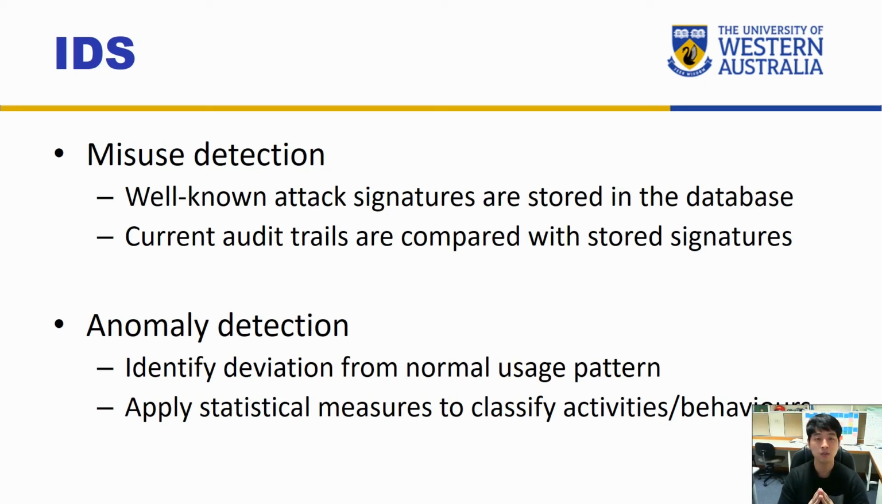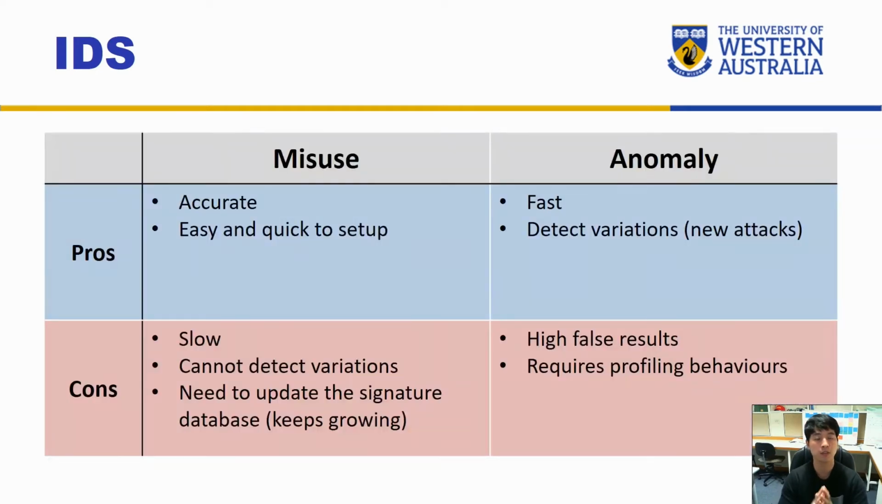Okay? So this happens by applying statistical measures to classify activities and behaviors. So this is the way we try to measure whether it's an anomaly or not. So if it falls within the normal boundaries, then we might not say it's an anomaly. However, actually I have a next slide. Okay, so they both have pros and cons to it.